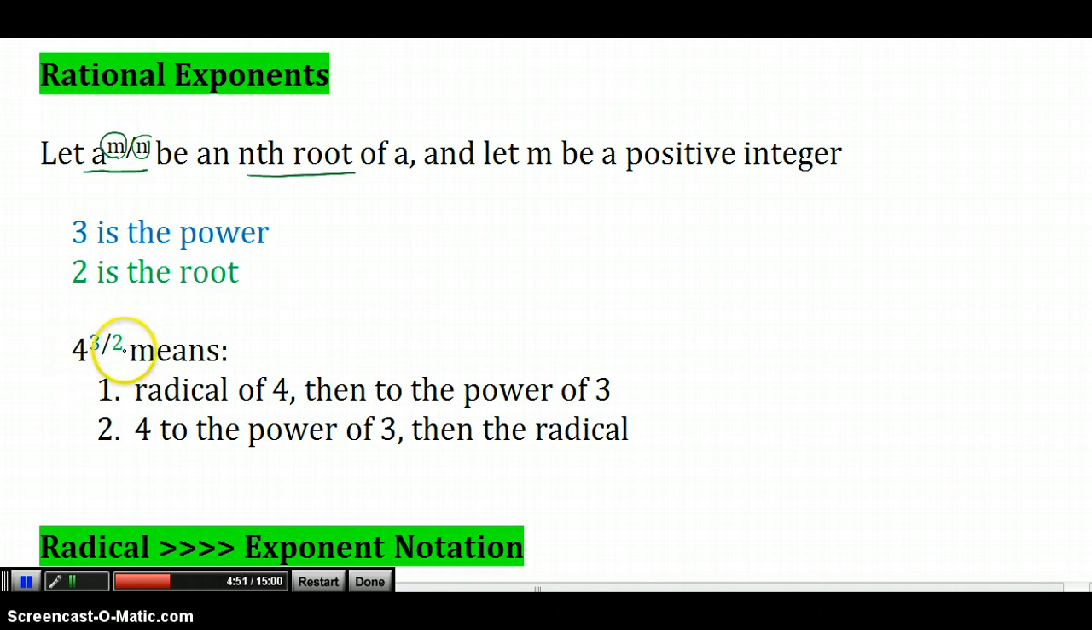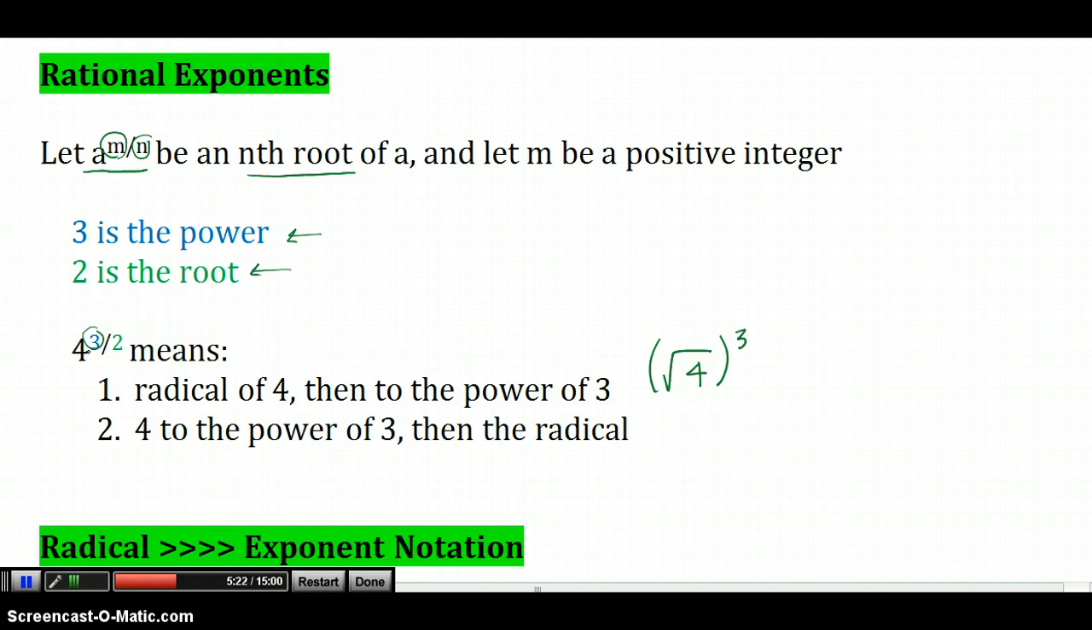So if we have, for example, 4 to the power of 3 over 2, 3, our top number, is our power, and 2, our bottom number, is our root. Now this means one of two things. You can think about it two different ways. Number one, you can think about it as the radical of 4, so the square root of 4, because 2 is our root, then all to the power of 3, because that top number means the power.